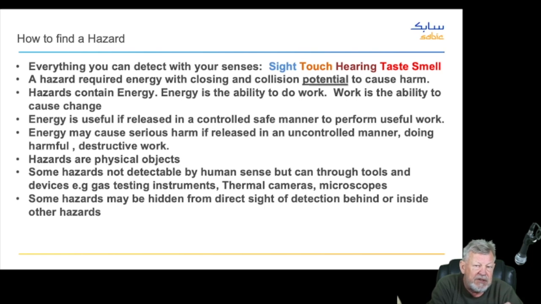They are just so small that you need to use a microscope to be able to see them. And you need to be able to use a gas test or something like that to see the gases that you can't sense.